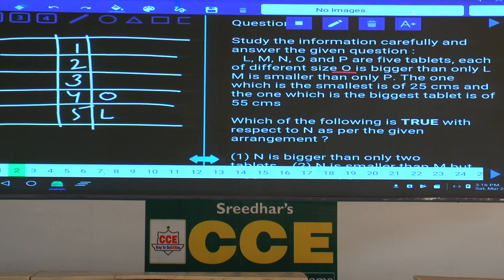M is smaller than only P. This M is smaller than only P, but larger than the remaining 3. Hence L, M, N, O, P, N must be at the 3rd place. Then the one which is the smallest is of 25 centimeters, L is 25. And the biggest is 55 centimeters, P is 55.